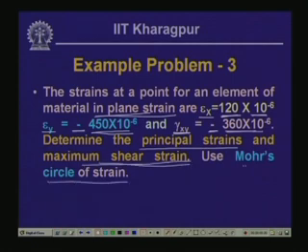Now, using Mohr circle of strain. Now, this is also similar to the previous problem. I am leaving this for you to solve.